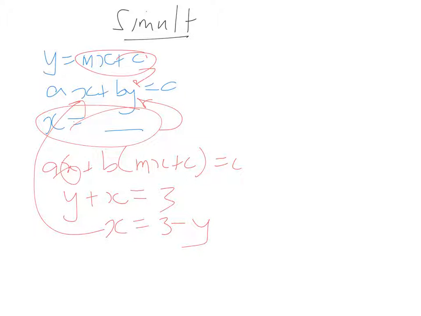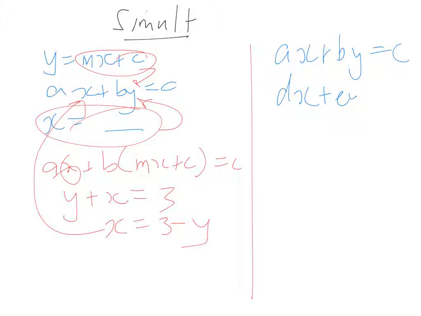If you're doing it through elimination, well, then you need something like ax plus by equals c, and dx plus ey equals f. And depending on how much you want to test, you could make it so that a and d are equal, or that b and e are equal. So we've got the same coefficient. These two are the same coefficient, these two are the same coefficient. So it makes it easy to add or subtract, multiply, divide.